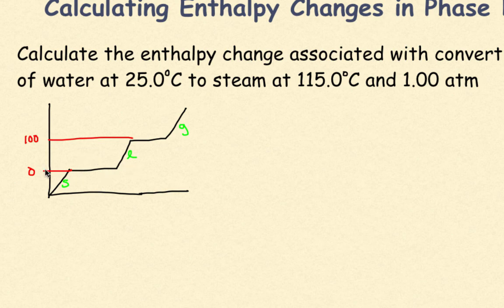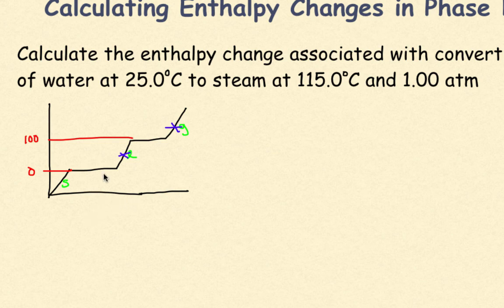So that means I've gone through the solid to the liquid stage. So maybe I'm right here. We'll say that's 25 degrees Celsius. And 115 degrees Celsius, well, let's say that's somewhere up there. That looks good. The next thing that I need to do is figure out how many steps I have. How many formulas do I need to use? What's going on here?